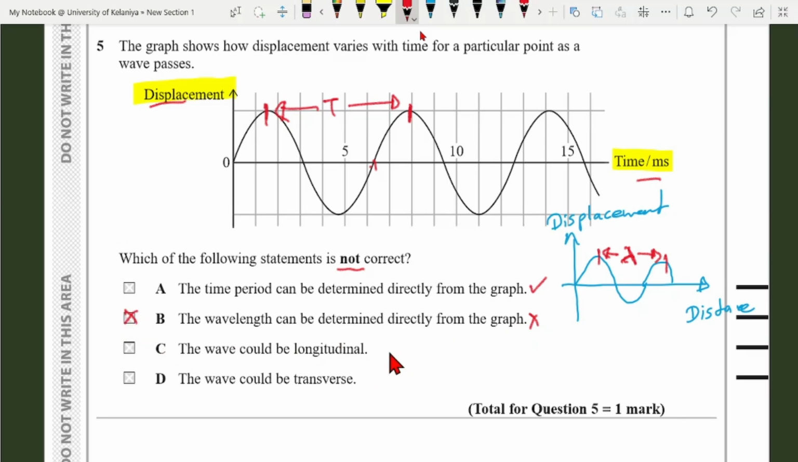And the wave could be longitudinal, it is correct. The wave could be transverse, it is also correct. It has no effect, right?